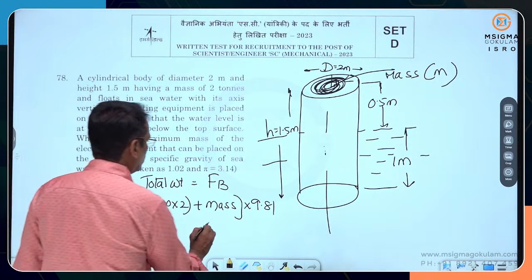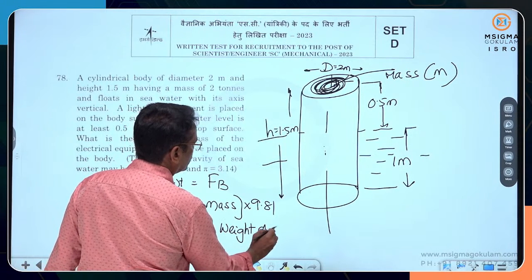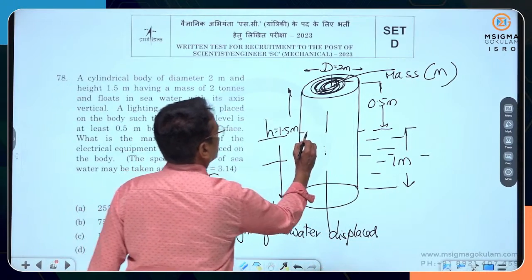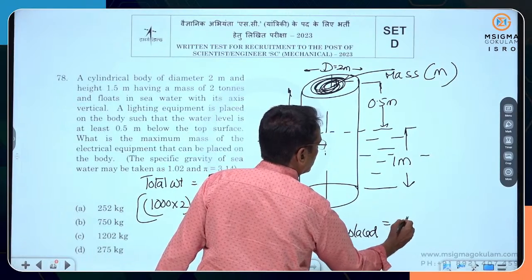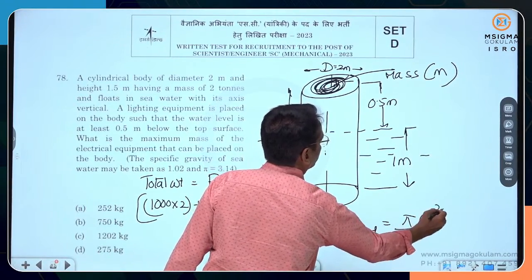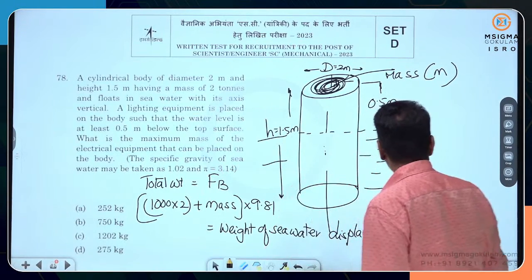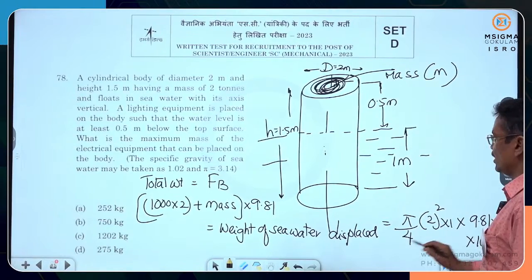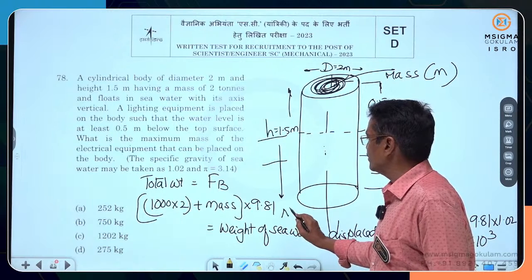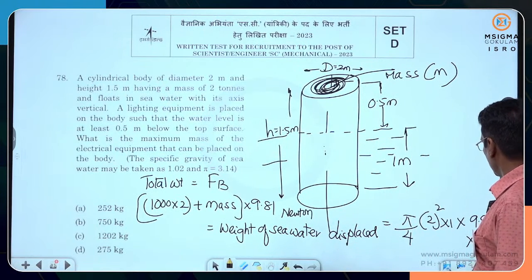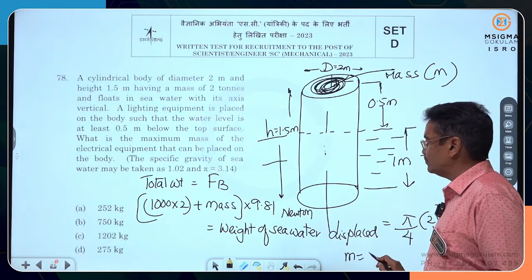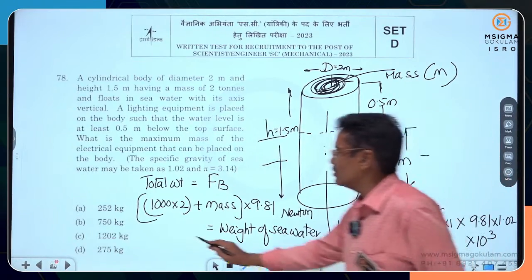(2000 plus mass) into 9.81 should be equal to the force of buoyancy, that is the weight of seawater displaced. What is the seawater displaced? What is the volume of the body inside here? That is pi by 4 d square, that is 2 square, into only 1 meter inside. That is the volume. What is the specific weight of the seawater? 9.81 into 1.02 into 10 cube, because the left hand side is in newtons, so this is also converted into newtons. Then you will get the mass. You will get the answer as 1202. C is the answer. Very simple question.